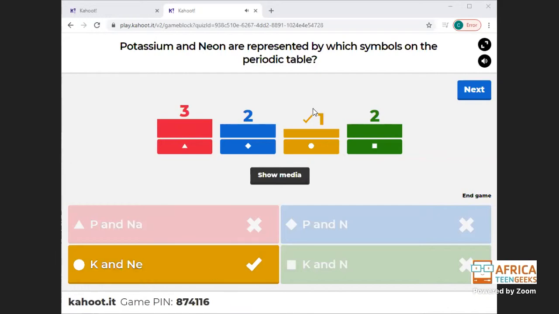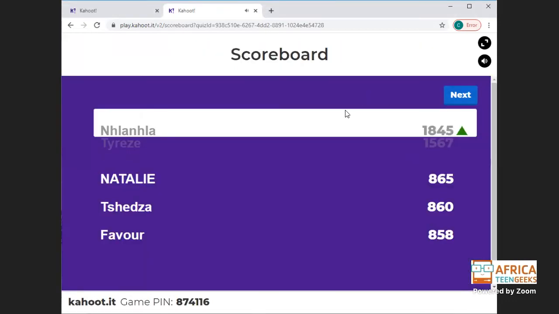Okay, let's see how many of you got this one right. Only one person got it right. Wow, guys. Remember, you guys should know the first 20 elements. So K is for potassium. P is phosphorus. I think that is what confused you guys. Ne? P stands for phosphorus. And then Na is sodium. Neon is Ne. Hopefully you'll do better next time. Ken Kantla is topping, then Tyrese, Natalie, Chedza, and Favor.